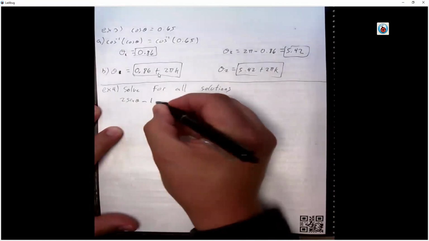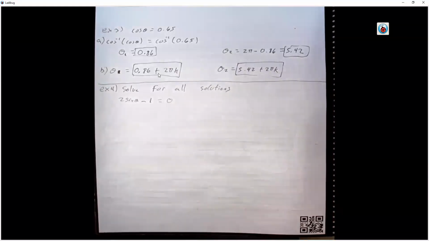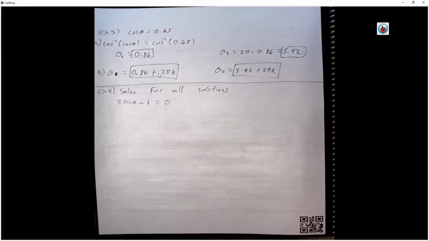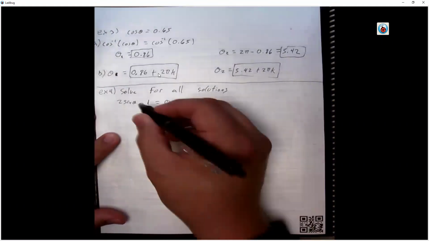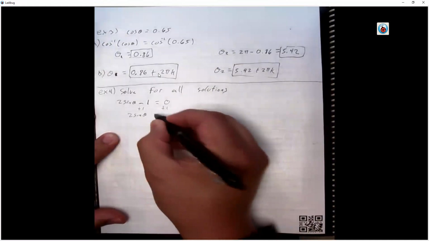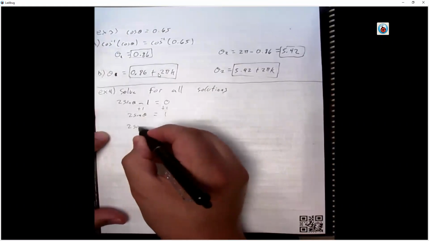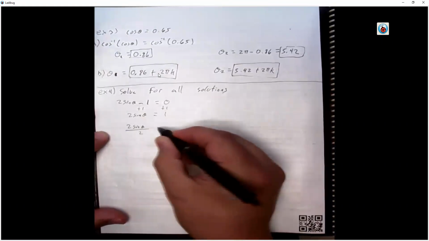All right, so far they were already isolated for you. If you notice, it was just cosine by itself. So now you may have to factor or isolate the trig function. So do basic algebra and get sine by itself, and you're going to end up with the same question we had on example 1. If I add the 1 to both sides, I get this. I divide by 2.